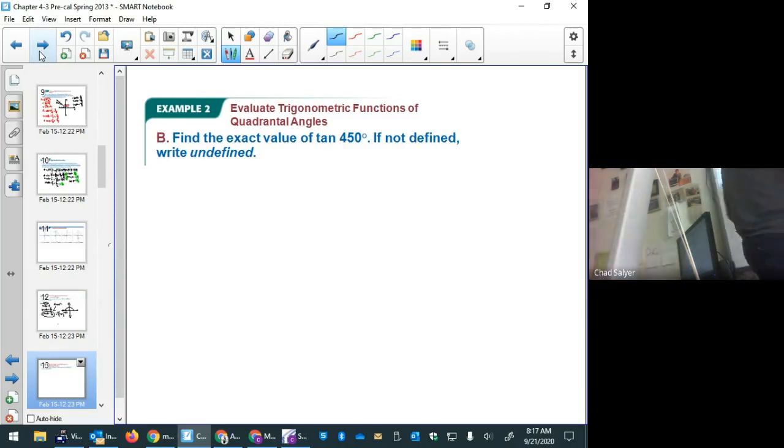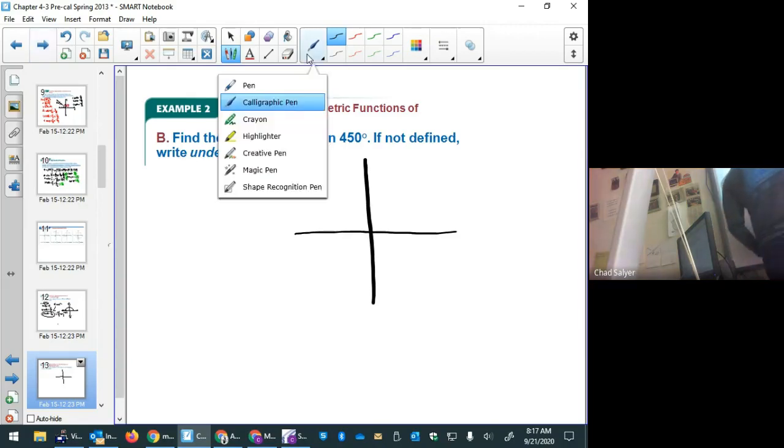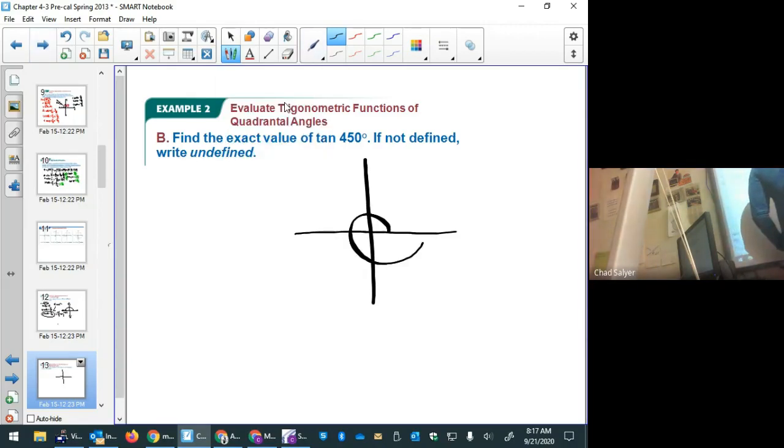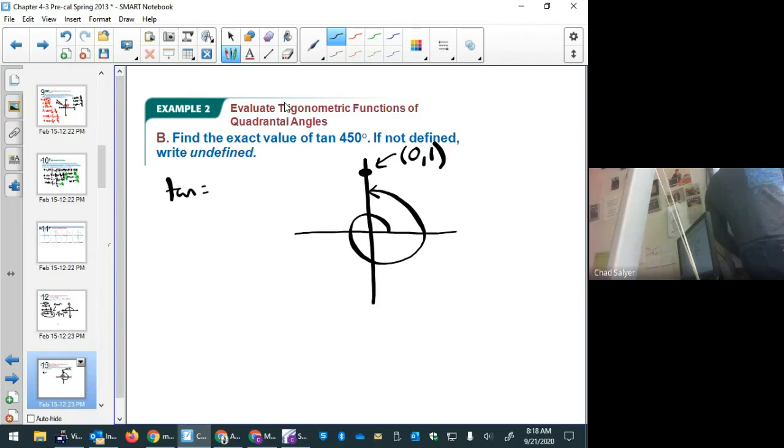All right. Tangent of 450 degrees. So we're going off the unit circle here. We're going all the way to 360 and then 90 more, so it's coterminal with 90 degrees. We can pick any point here. I'll pick a point on the unit circle this time. We want tangent. Remember that the tangent is the opposite over the adjacent, or y over x. And so that's 1 over 0, which is undefined in this case.